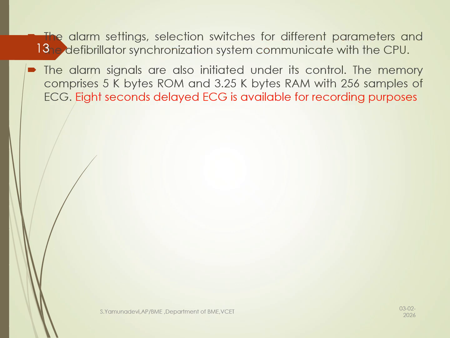The alarm settings are based on the different parameters, and it also has a defibrillator synchronization module, which is communicated with the CPU system. The alarm signals are initiated under its control. Mostly the memory capacity of ROM is 5K bytes, and RAM is about 3.25 kilobytes, with a sample size of 256 for ECG, with a delay of 8 seconds used while recording the ECG waveform.